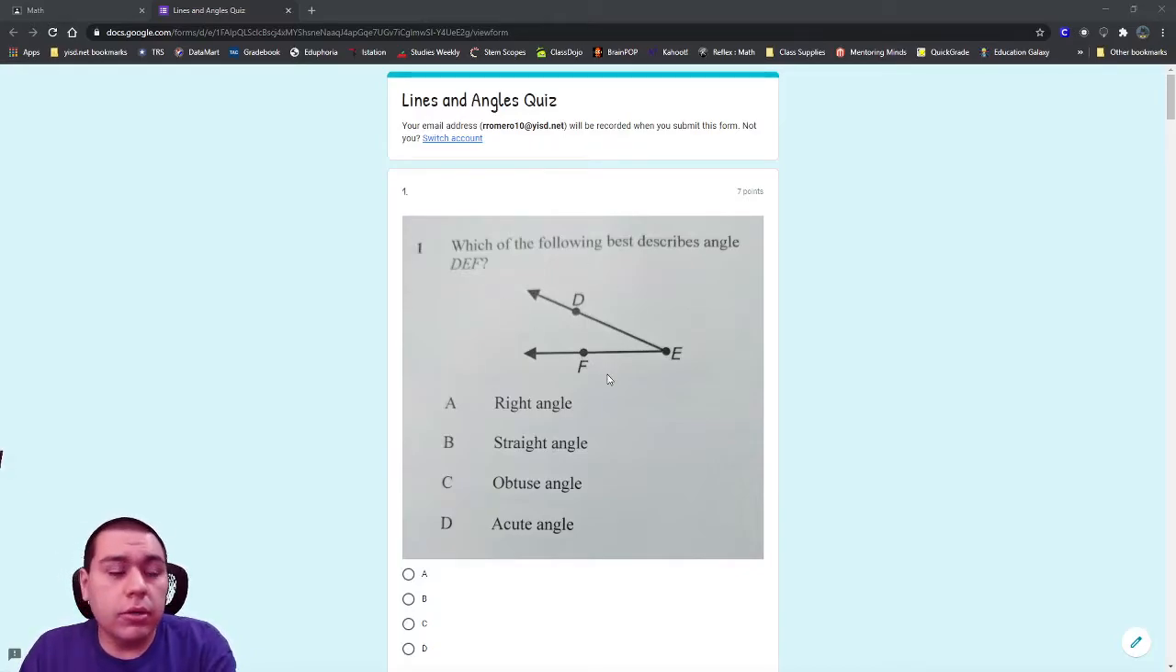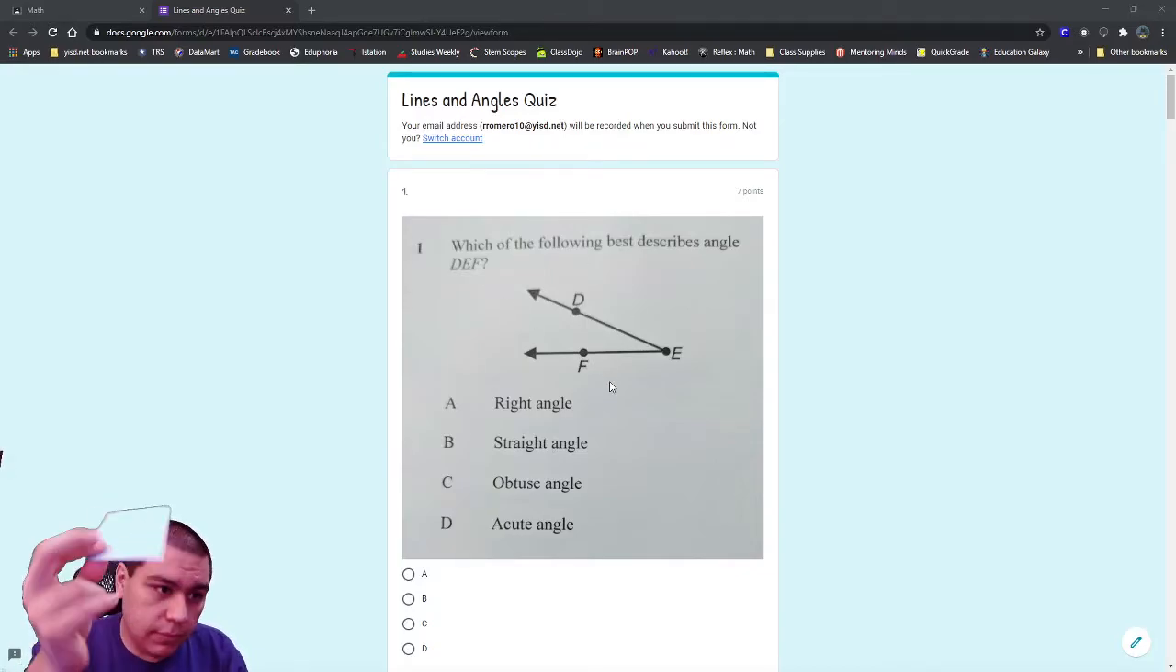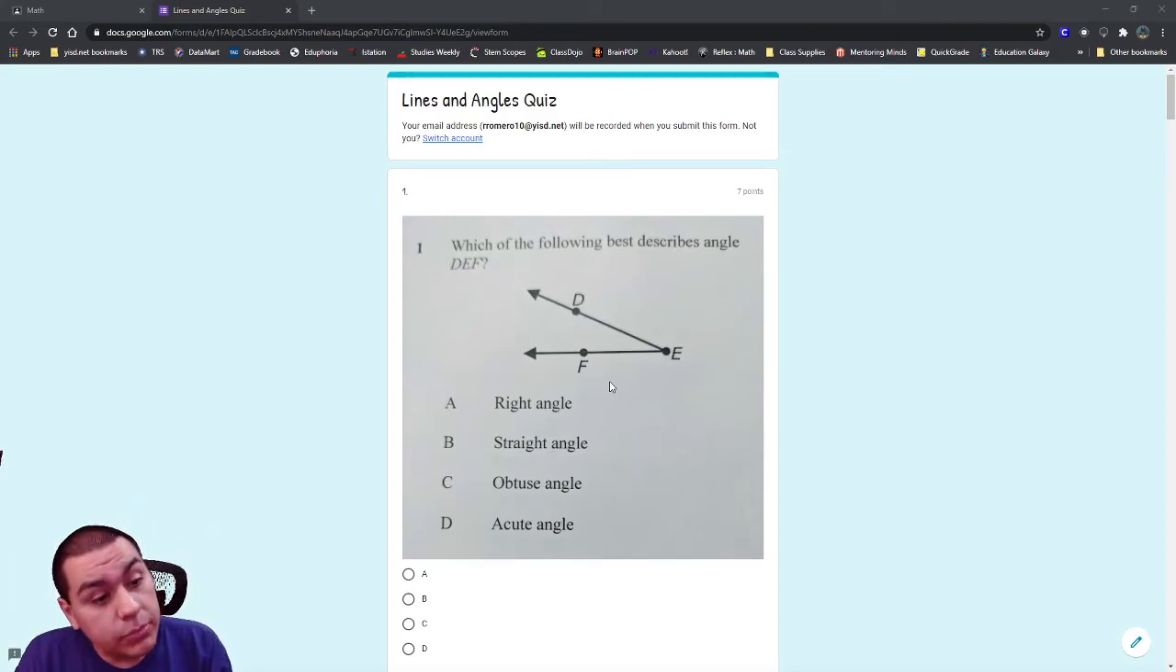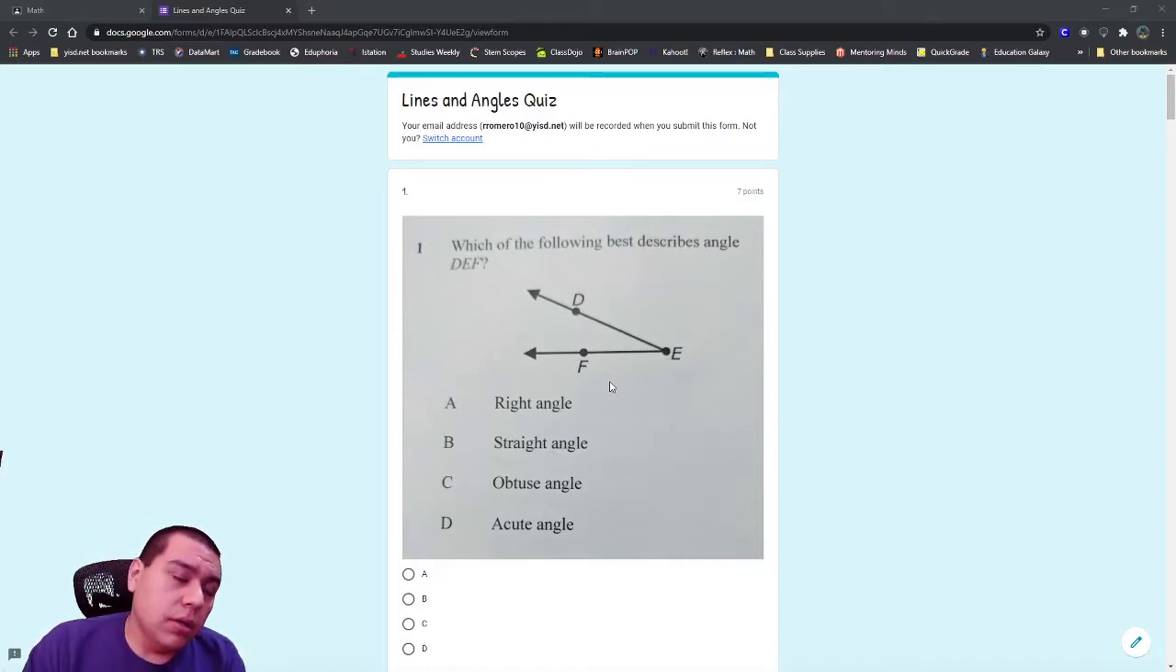We're going to start by going over question number 1. And again, I'm going to be using a sticky note because you can't see my screen. I'm going to tell you what I see as far as my sticky note. Okay? For question number 1, it says, which of the following best describes angle DE?